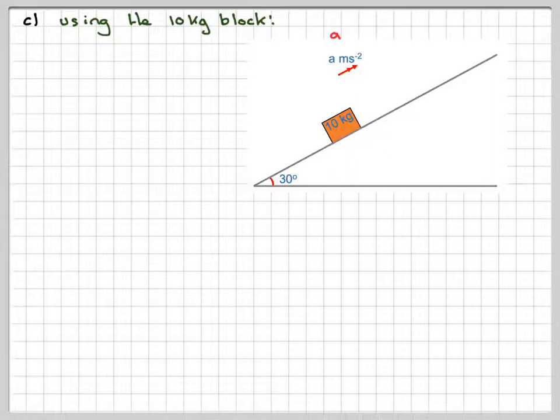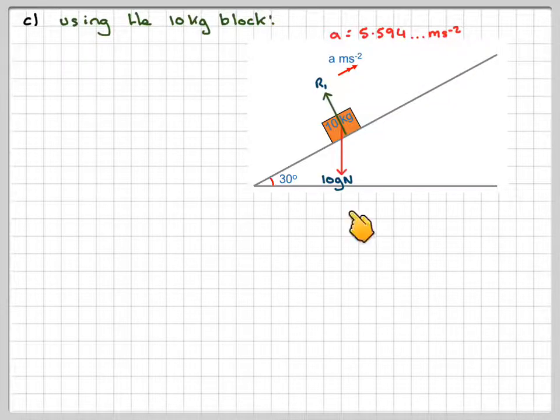Right, in order to find the tension, we just need to consider one of the blocks. So I'm going to use the 10 kilogram block. We know that a is 5.594. So the forces here are 10g, R1, mu R1, and the tension acting that way. And again, we've got an i and a j.